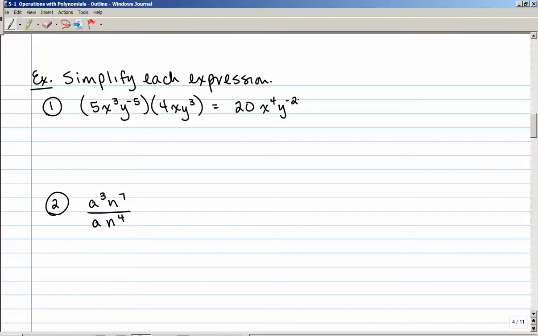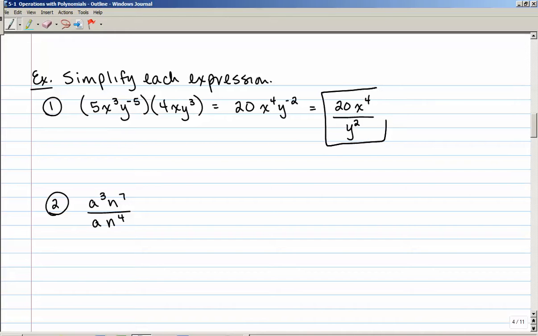But remember, I can't have any negative exponents. I can make that negative 2 a positive 2 if I take the whole power, including the y, and move it across the fraction bar to the bottom. So I'd have 20 x to the 4th over y squared.